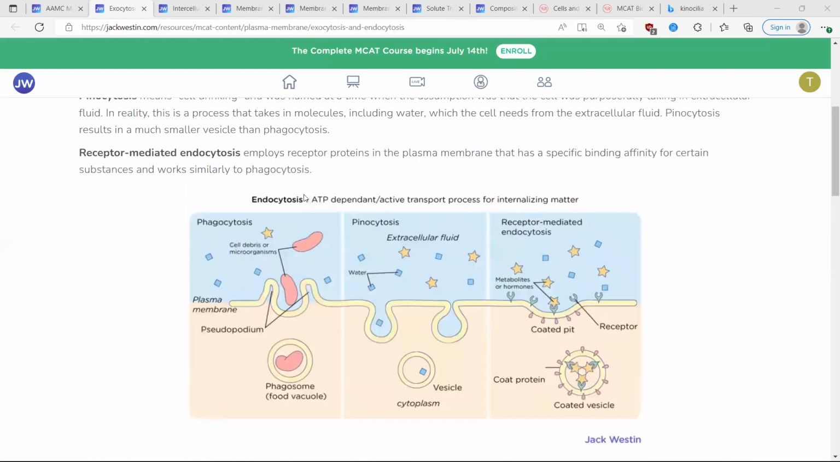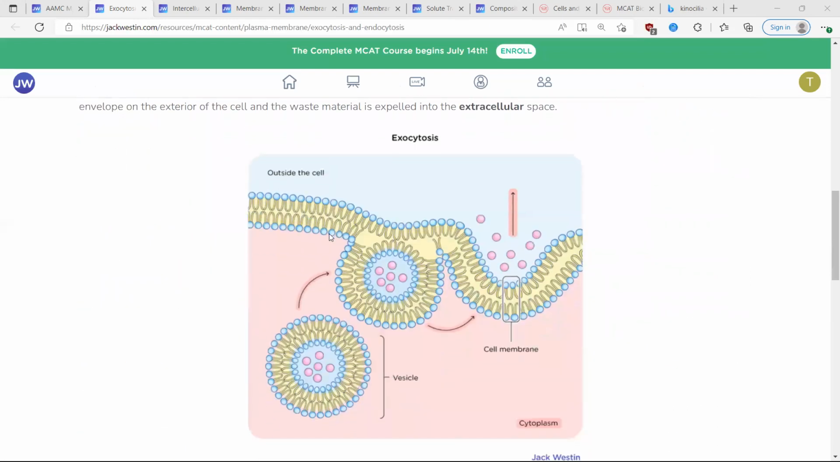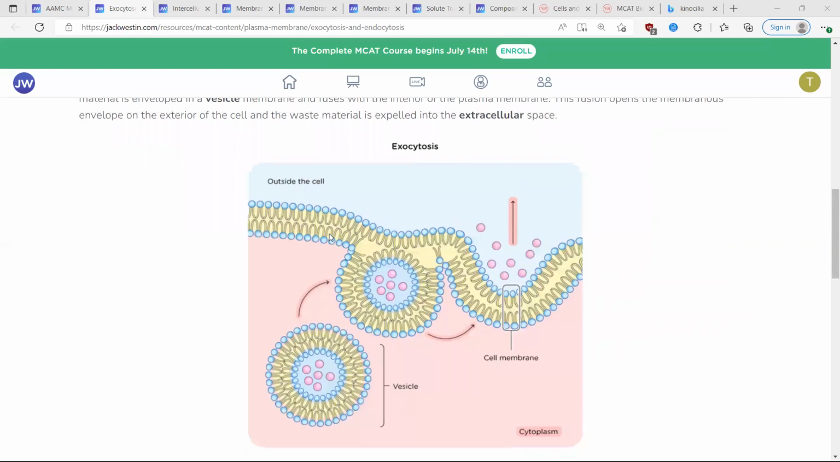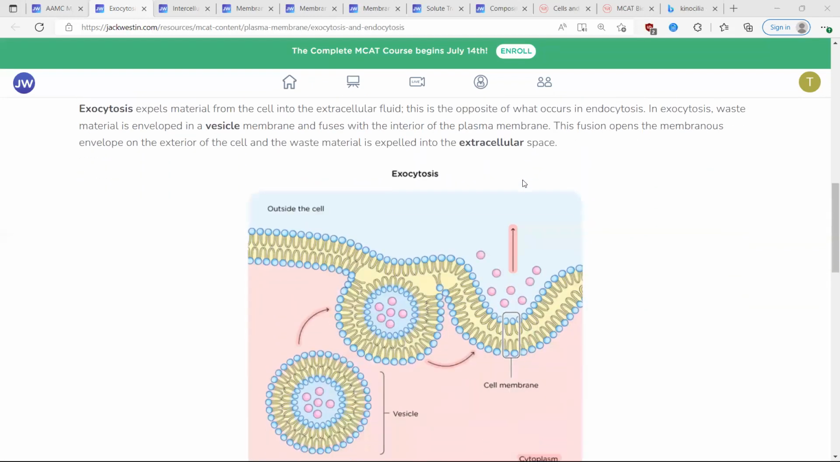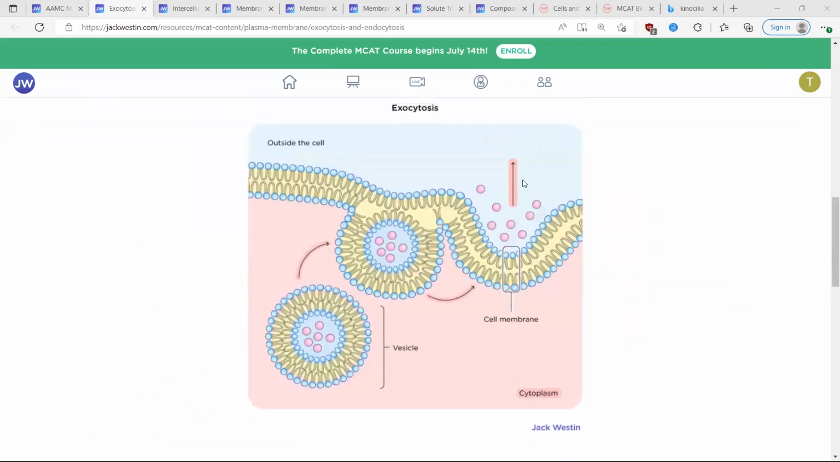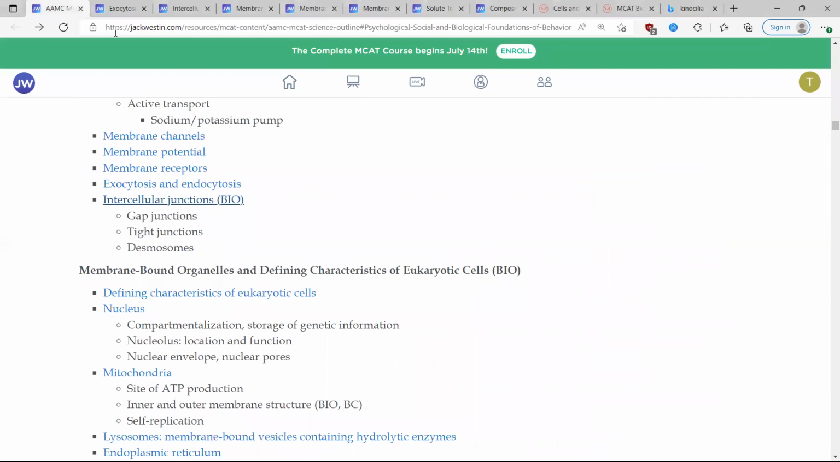Now, just because we can bring things in through endocytosis, we can also do the opposite. We can take things out through exocytosis, right? Very correctly named. So in that sense, it's just a reverse process. The vesicle goes up to the plasma membrane, it merges with it, and then the cell can just dump whatever it needs to dump from the cell itself. So those are two ways of the cell interacting with its environment.